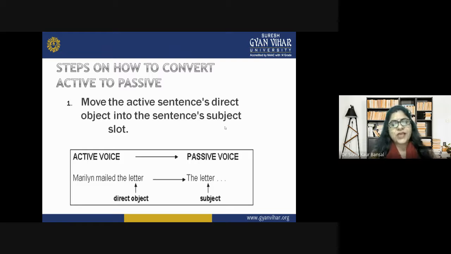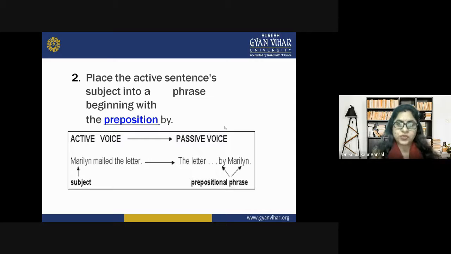Okay, now you just have this example. Active voice: Merlin mailed the letter. In this sentence, the direct object is the letter. But when we are converting this sentence into a passive voice sentence, this direct object, the letter, will be converted into the subject. So the letter was mailed by Merlin. This would be the correct sentence. How it is going to change, we are going to discuss now. Next, the second rule you must know: place the active sentence's subject into a phrase beginning with the preposition by. So remember, when we are converting an active voice sentence into passive voice, we are using the preposition by. Clear? So here you can check the example.